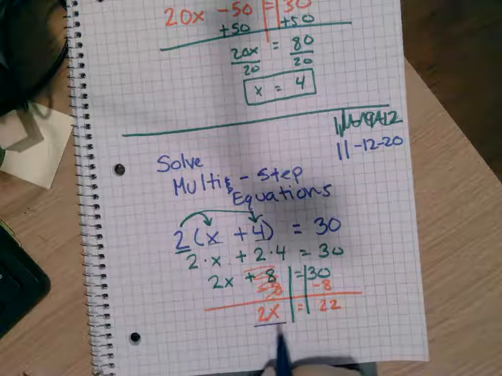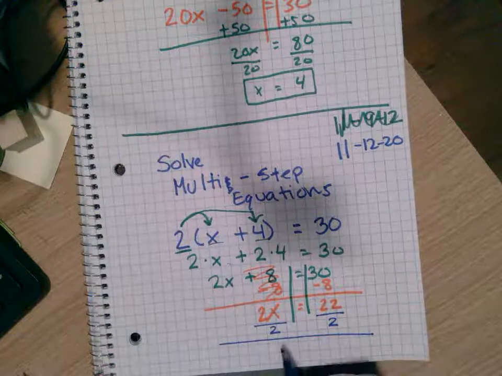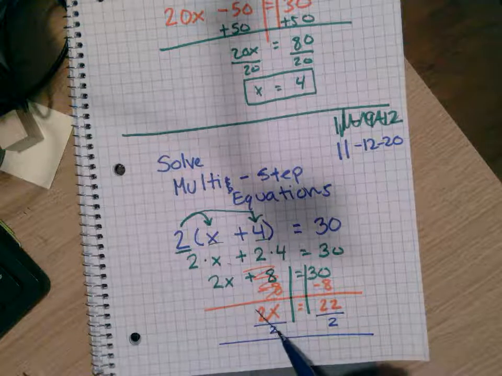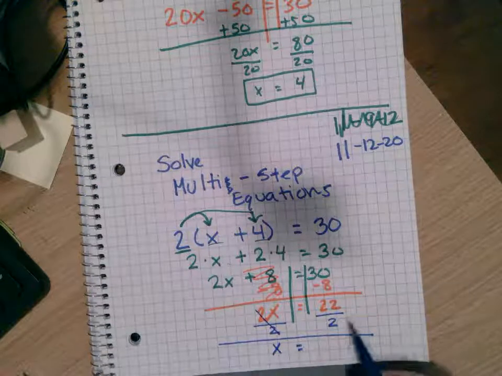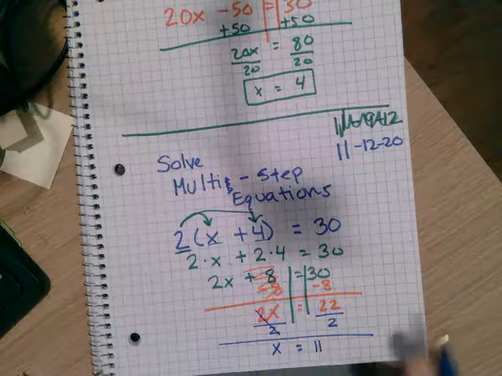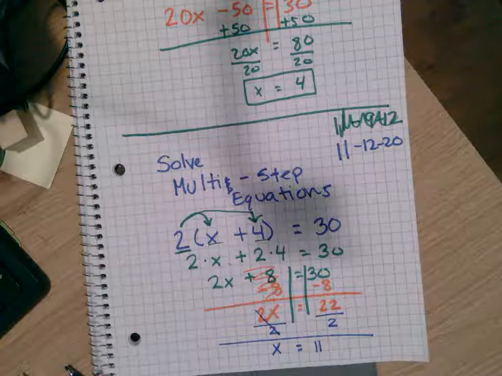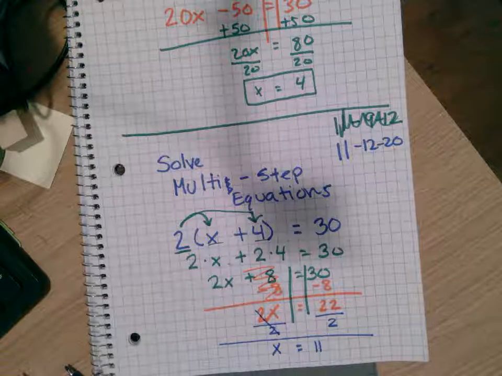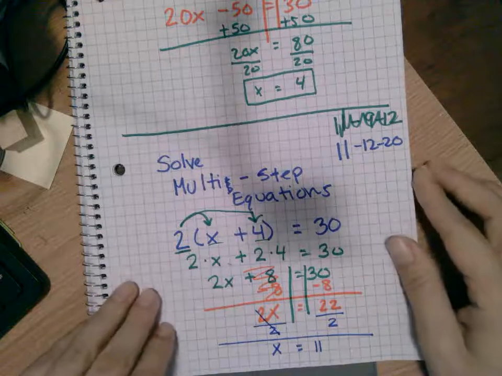I love the participation today. Divide by 2, divide by 2. So that eliminates the 2's. I no longer have them. I'm left with x equals, what's 22 divided by 2? 11. So that means that x equals 11. That's what we solved for right now. Okay? So that's our first step. That's what we learned on Monday.